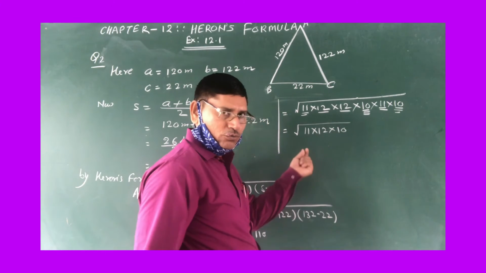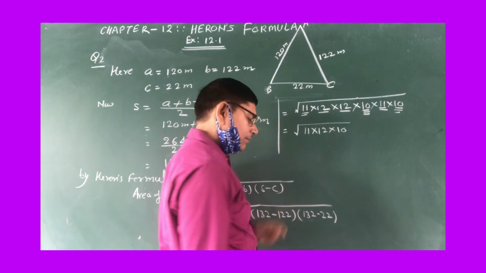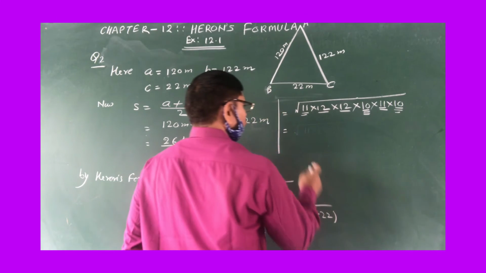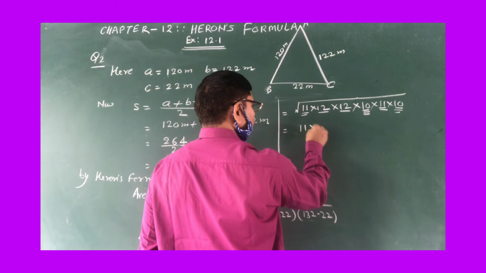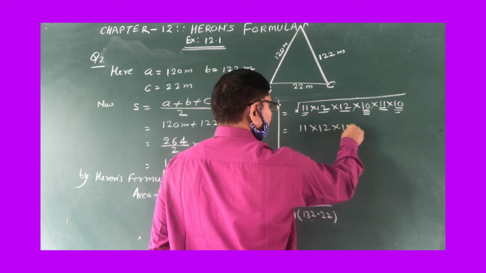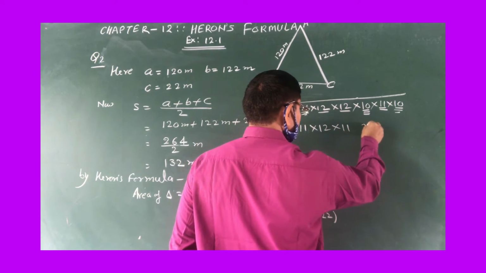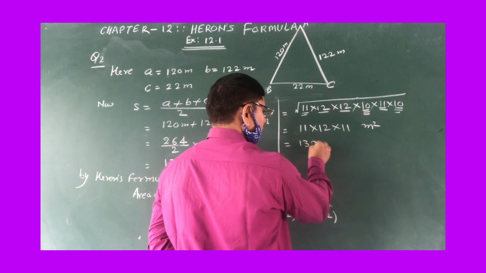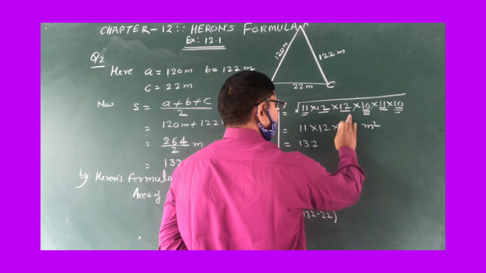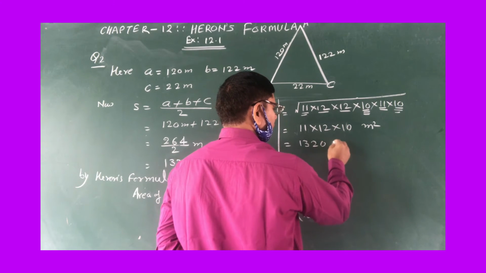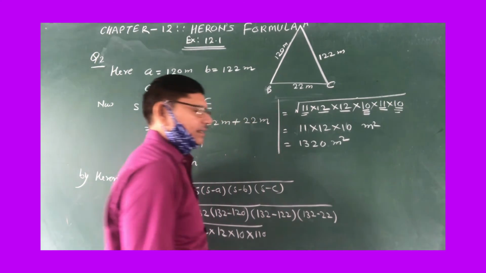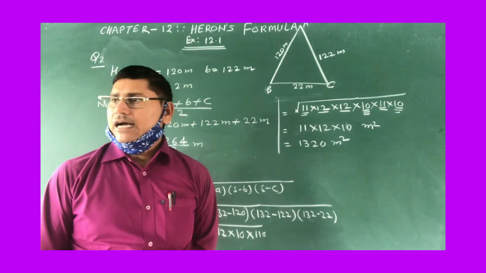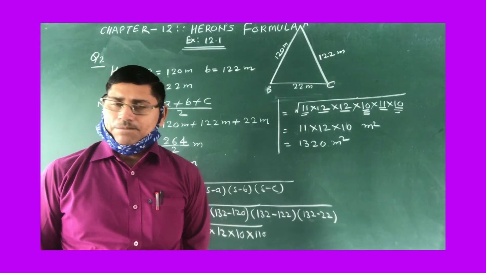Sorry, you will not write here square root. अब square root नहीं लिखना है. आपने एक पेयर इसमें से ले लिया. So you will write here 11 into 12 into 10. And again you can write this, 11 into 12 means 132, and 10 means here 10. So you will write 1320 meters square. This is the area of this triangular part.